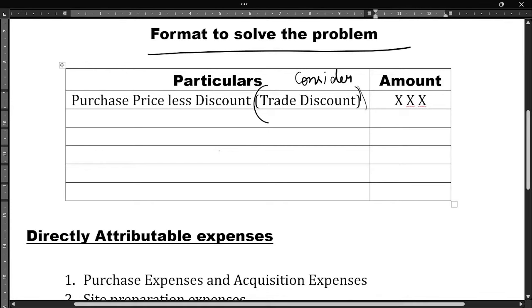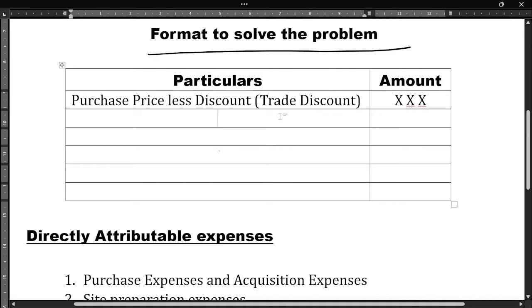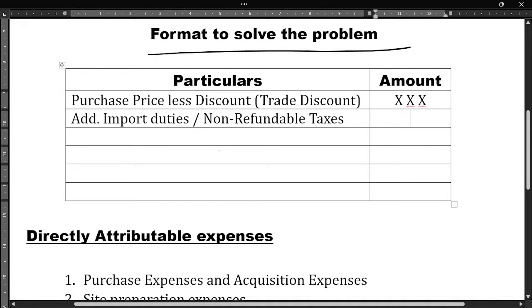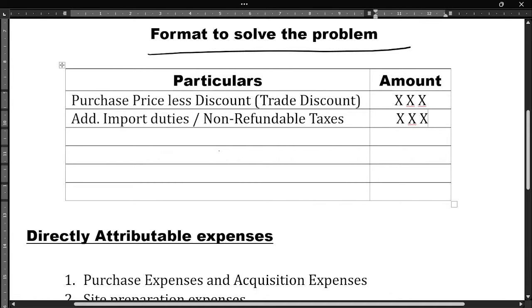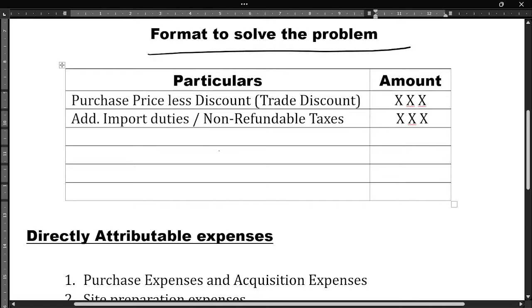Clear? So we take purchase price less discounts. Only trade discount is subtracted. Next, we need to add the import duty. Import duty is a tax, and non-refundable taxes. Certain taxes you will get refunded, meaning you may pay the tax but later get a refund for that. Such refundable taxes you should not add. Only import duties and non-refundable taxes are added to the purchase price.